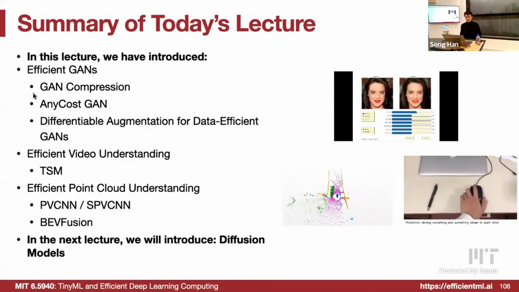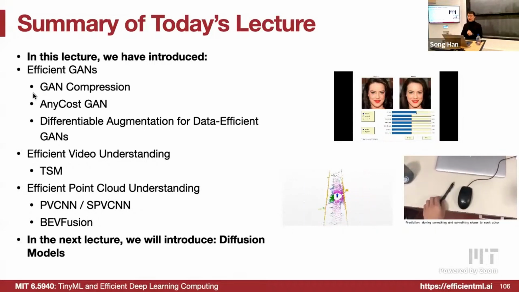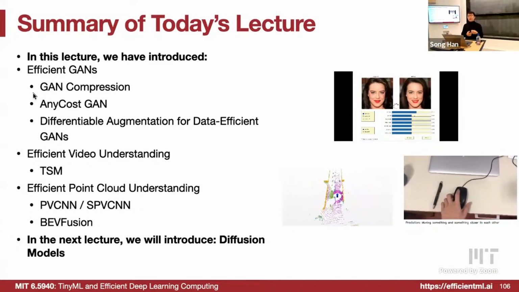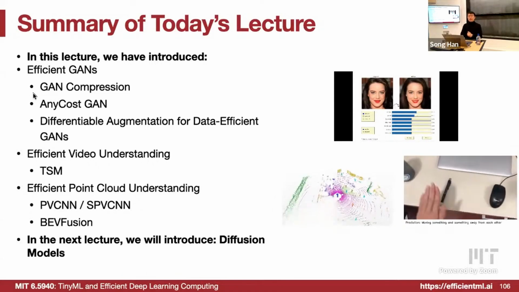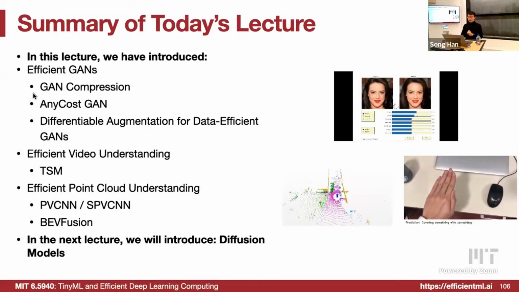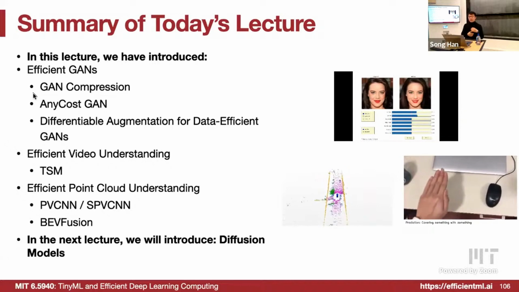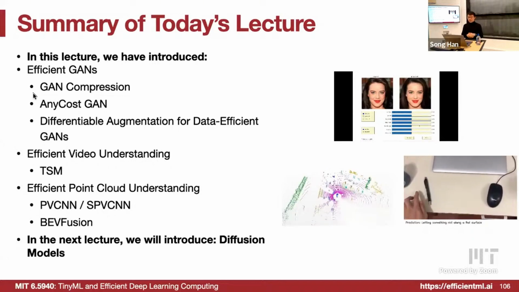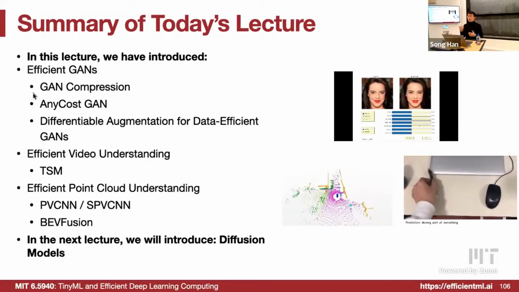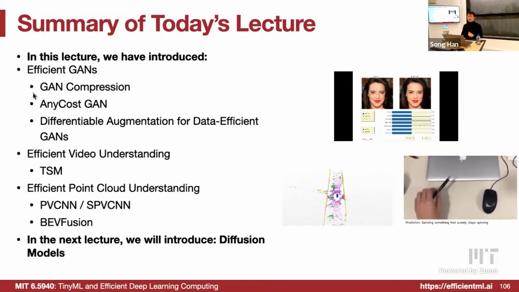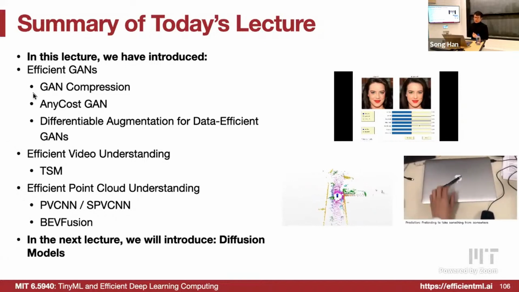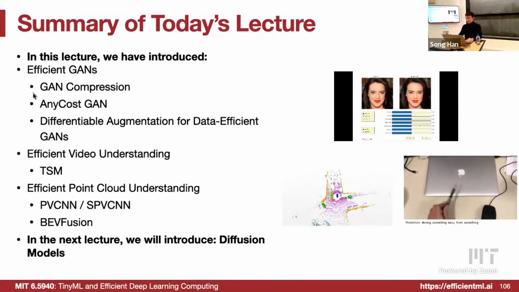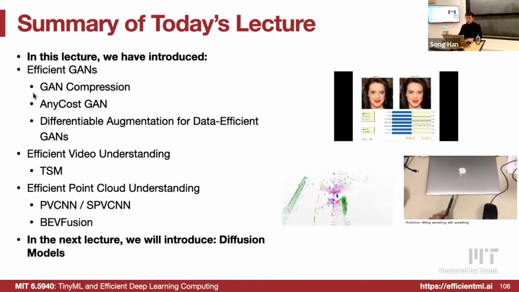We talked about domain-specific acceleration techniques, including GANs for image generation, GAN compression, AnyCost GAN, and also differentiable augmentation for data-efficient GANs, followed by video understanding using the temporal shift module, using the shift operation, very cheap for temporal modeling. Finally, point cloud recognition, which is using PVCNN and SPVCNN to accelerate point cloud recognition. In the next lecture, we'll introduce diffusion models.